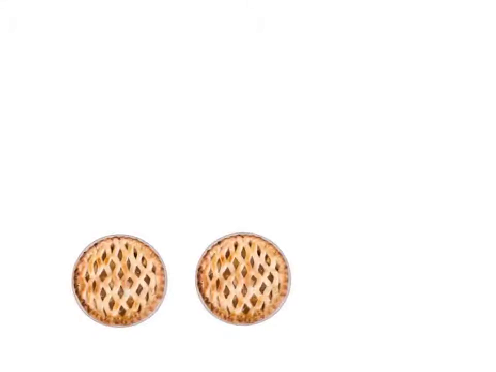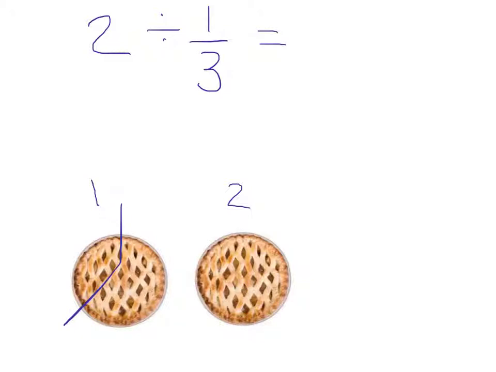Okay, so let's say I have 2 pies. 2 yummy, delicious, identical pies. Lucky me. Here's 1, here's 2. Alright, so I want to divide each pie into thirds. So 2 pies divided into thirds. I'm going to find out what that equals. So I'm going to draw a picture here so you can see. Divide into thirds. Here's 1, 2, 3, 4, 5, 6.